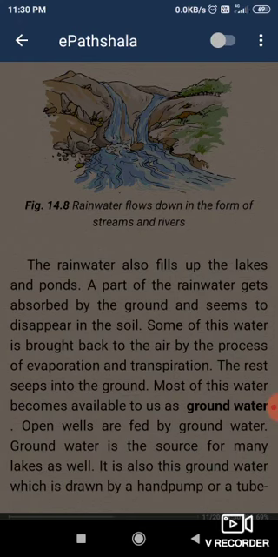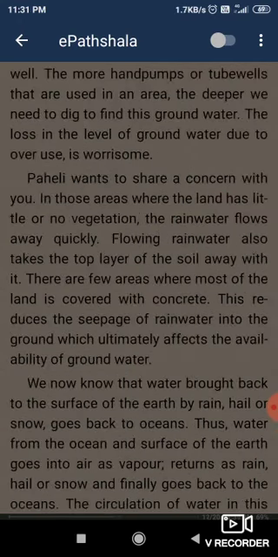Next, the rainwater also fills up the lakes and ponds. A part of the rainwater gets absorbed by the ground and seems to disappear in the soil. Some of this water is brought back to the air by the process of evaporation and transpiration. The rest seeps into the ground. Most of this water becomes available to us as groundwater. Open wells are fed by groundwater. Groundwater is the source of many lakes as well. It is also this groundwater which is drawn by a hand pump or a tube well.